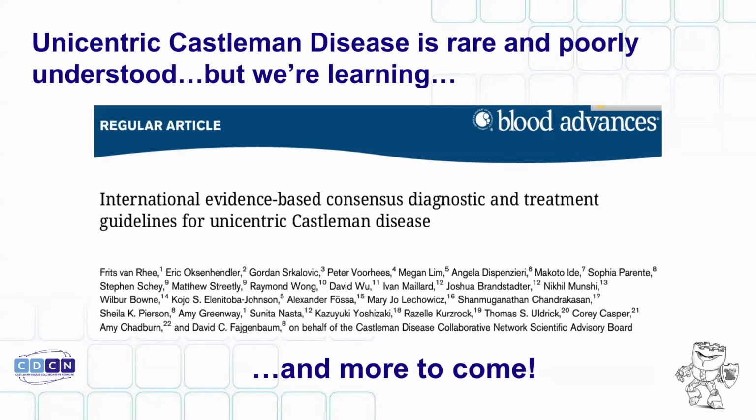So it's rare, poorly understood, but we are learning. This was a big step forward just a couple of years ago, where we have these consensus-based diagnostic and treatment guidelines for unicentric Castleman disease. If you have a doctor close to home who says, I don't know what to do for a unicentric Castleman disease patient, there's the paper they should read. That's the Bible right now for how a doctor should manage Castleman disease. It draws on the collective wisdom of everyone on that list, all saying, these are all the things that we do and what we agree should be done for unicentric Castleman disease patients. This is the way that we're trying to standardize care.